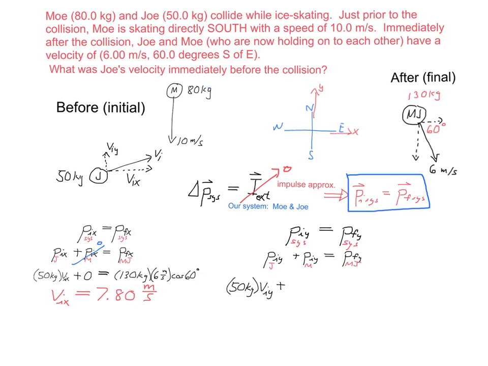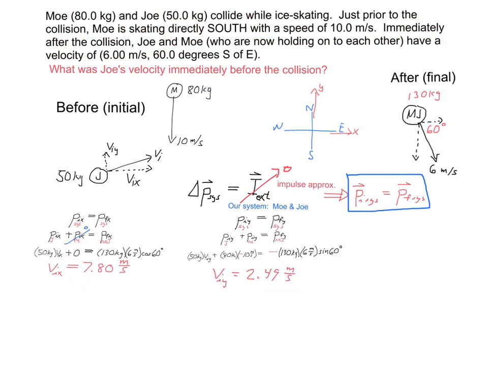For Mo, the momentum will be the product of Mo's mass of 80 kilograms and Mo's y component velocity, which would be 10 meters per second in the negative y direction, so we'll have to include the minus sign for that. And then finally, after the collision, the y component of the final momentum will be Mo and Joe's combined mass of 130 kilograms multiplied by the y component of their final velocity, which will be 6 meters per second times the sine of 60 degrees, with a minus sign included to indicate the negative y direction. Solving for the y component of Joe's initial velocity, we get 2.49 meters per second.